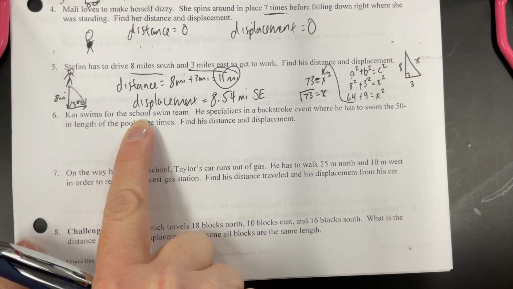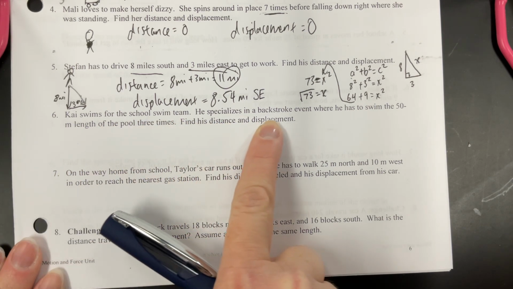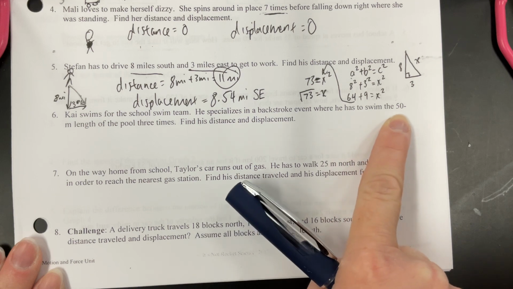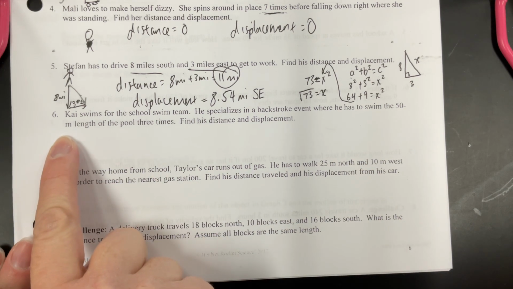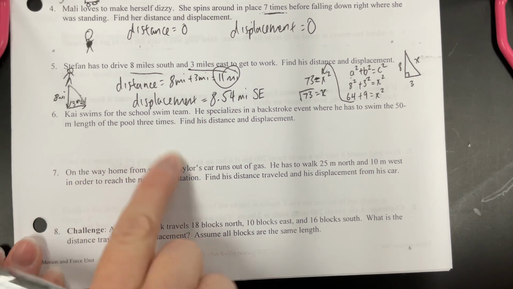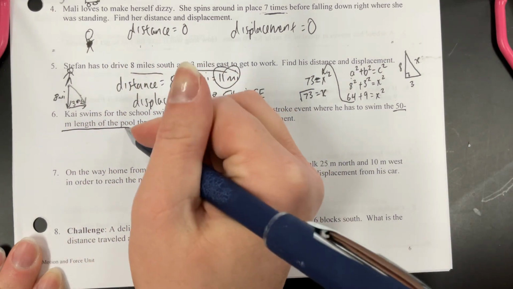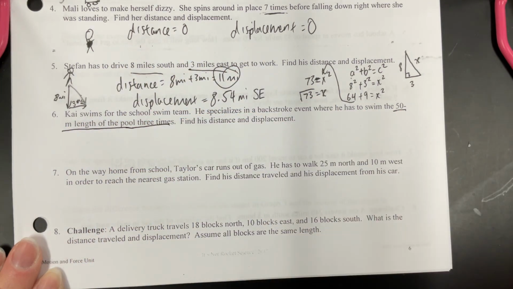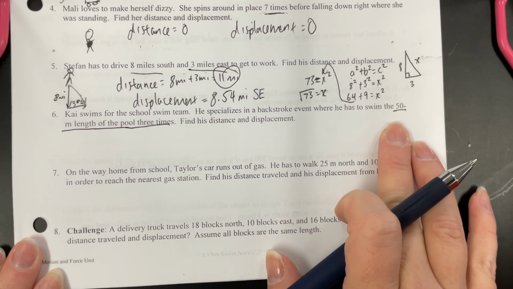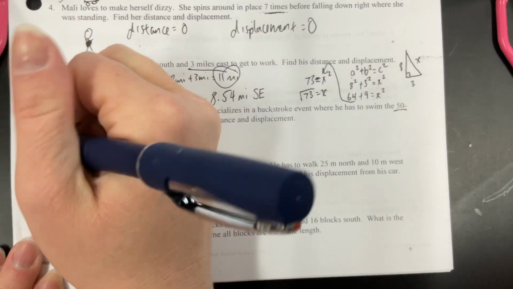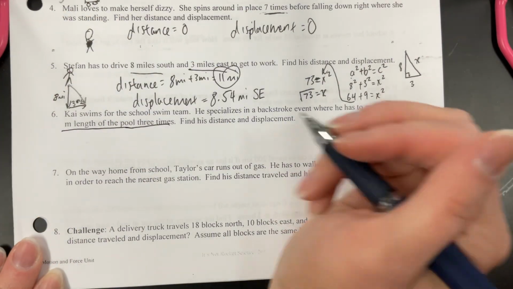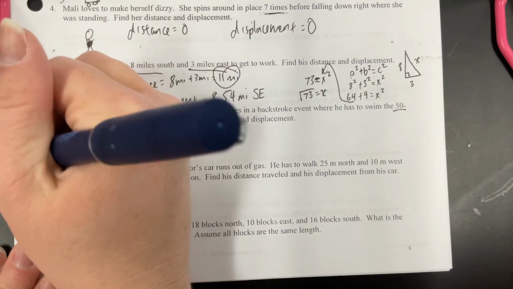Okay, next one. Kai swims for the school swim team. He specializes in a backstroke event where he has to swim the 50-meter length of the pool 3 times. Find his distance and his displacement. So if he's swimming, let's see here. I'm just gonna draw it from left to right to make it easier to see.